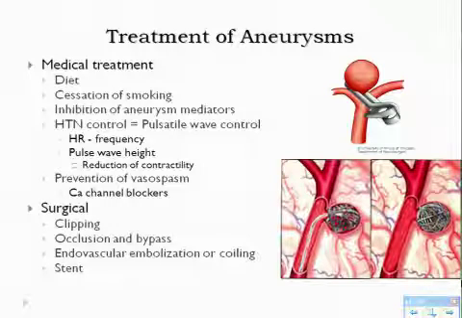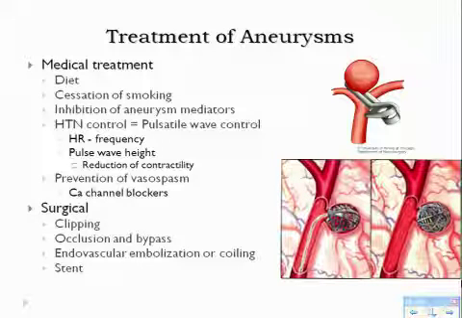The new treatments have now moved on to doing what's called occlusion and bypass, which is rarely done, where they actually will basically occlude the artery going to that area and do a bypass graft over it. That's not done very often. The more recent things that caught most people's interest are endovascular embolization and coiling, especially for very difficult aneurysms to get to in the brain.